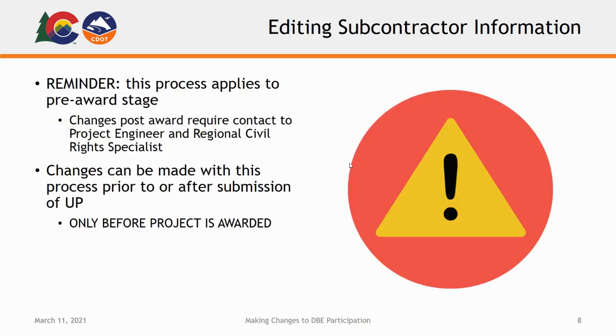Step 2 is where you will be able to edit and update information about the subcontractors on the project. Please be aware that this is the process for modifying or updating DBE commitments in the pre-award stage of the project. Changes to the information contained in your utilization plan can be made using the following process: prior to or after submission of the utilization plan, but only before the project has been awarded. If the project has already been awarded, you will need to contact the project engineer and regional civil rights specialist for the project to inform them of the requested changes and include a completed Form 1420.